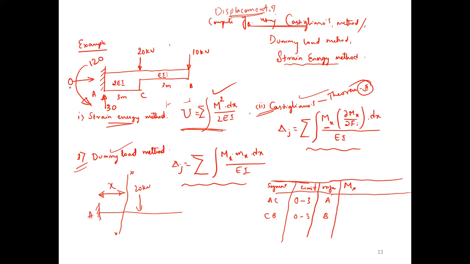Once you compute this, now you are taking this section here. So this is X. What is the moment? Anti-clockwise, minus 120. Clockwise, plus 30 into X. Any doubts? Any doubts in moment?